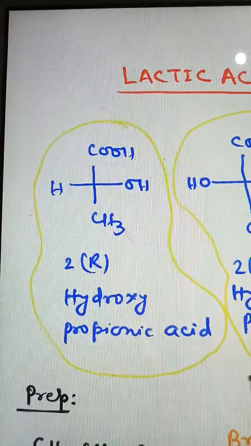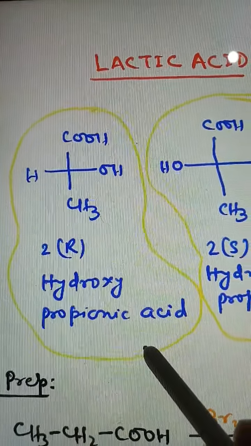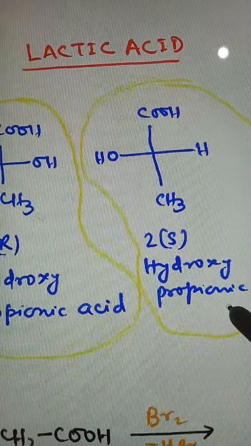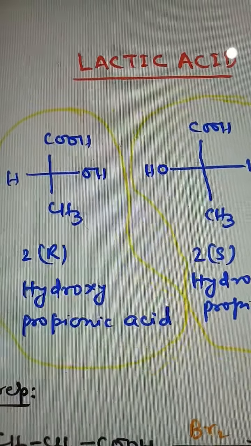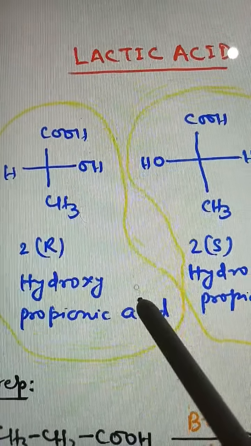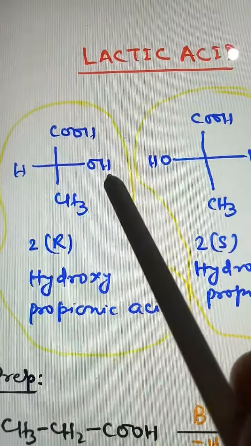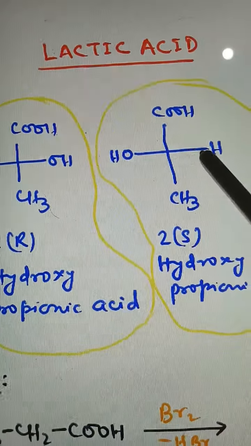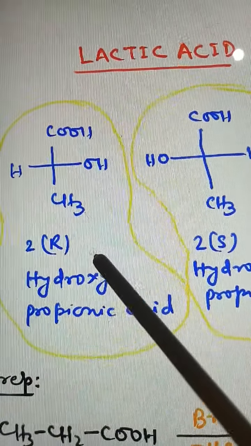You can see here, this is the R form of hydroxypropanoic acid. This is the S form of hydroxypropanoic acid. This is an alpha hydroxy acid because the hydroxy group is present at the alpha position. This carbon is alpha and this is also alpha. So, alpha hydroxy acid.